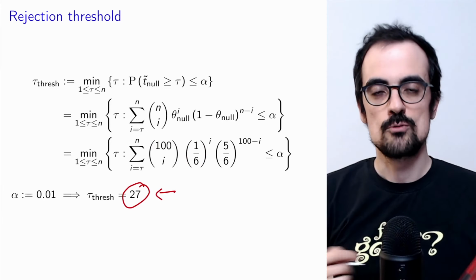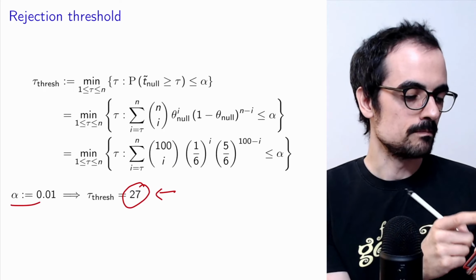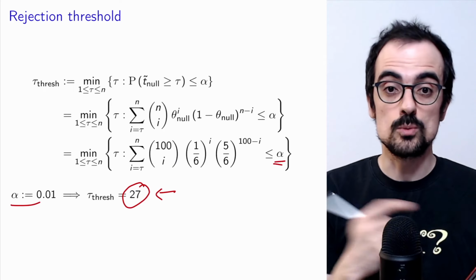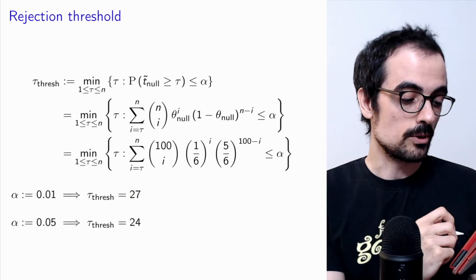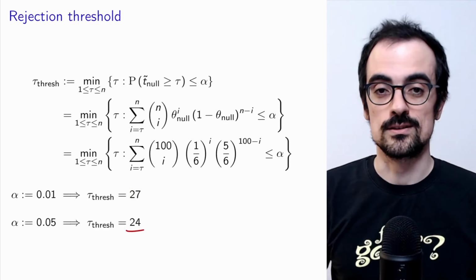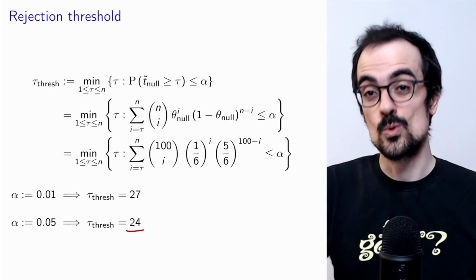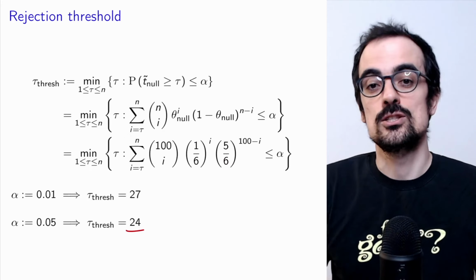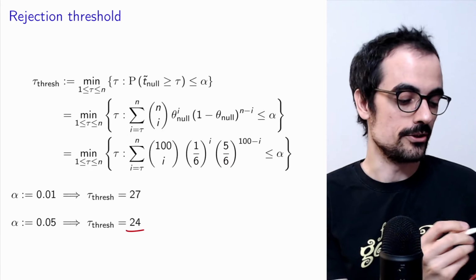Remember that what we actually observed were 21 threes. So in this case, we would not reject for this significance level. If the significance level is greater, then the minimum is going to be smaller, right? So for 0.05, the threshold is at 24. We also don't reject. I said this really quickly, but we observed that there were 21 threes in the actual data that I gathered. So we didn't reject the null hypothesis, and here you see why.